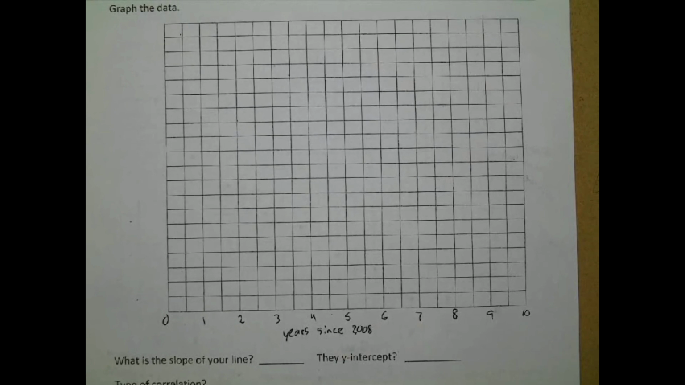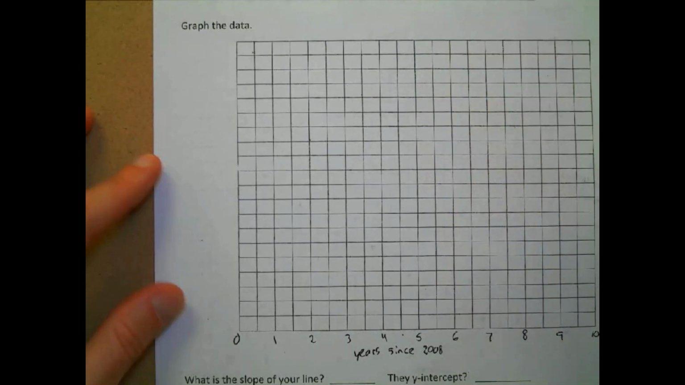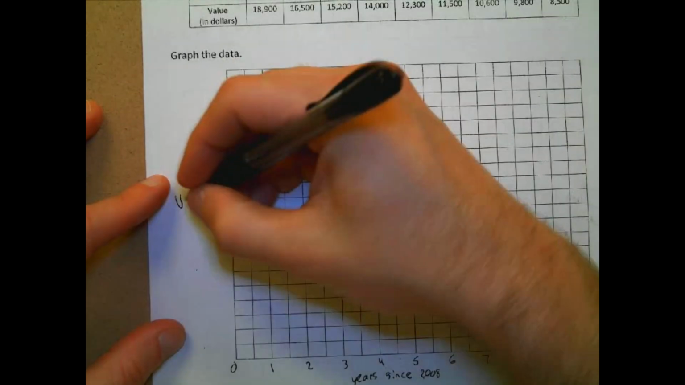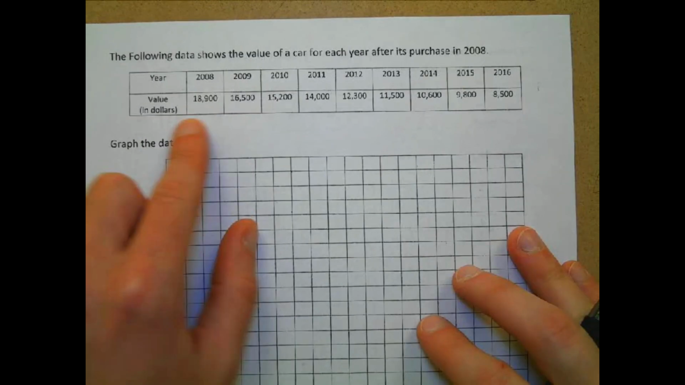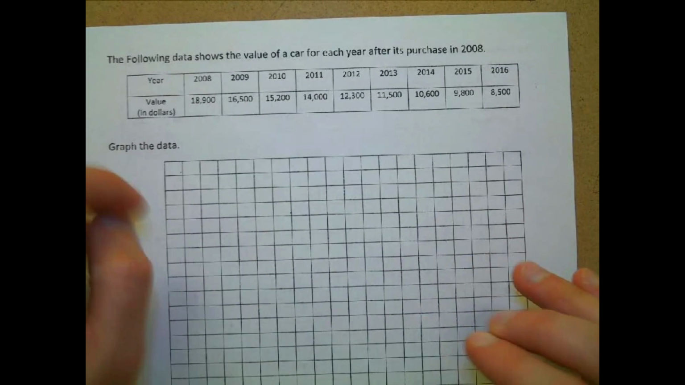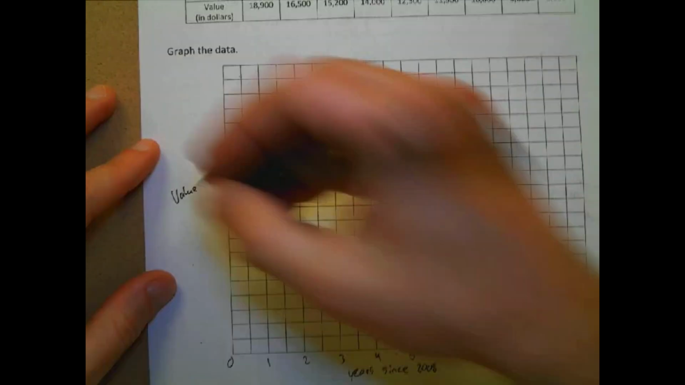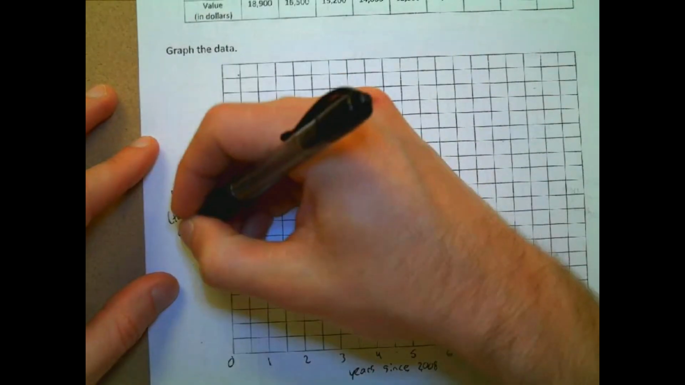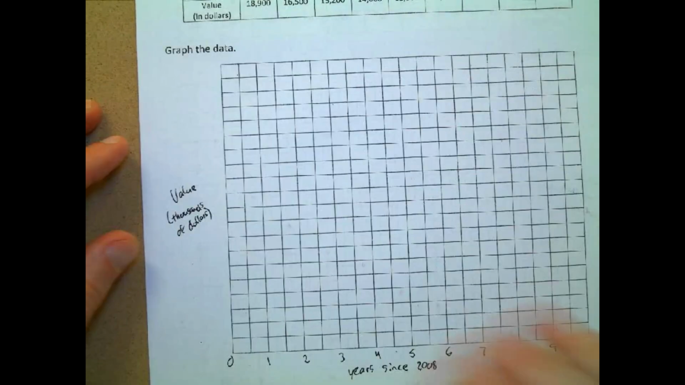How about here on the y-axis? What will its label be? Yeah, value in dollars. But that's a good question here, right? If you look, all these are in thousands of dollars. So maybe instead of counting by just straight-up dollars, maybe we should just do it in thousands of dollars. So let's do that. Value, thousands of dollars.